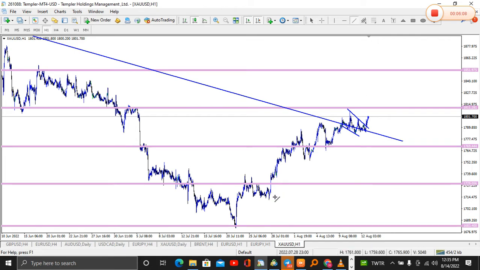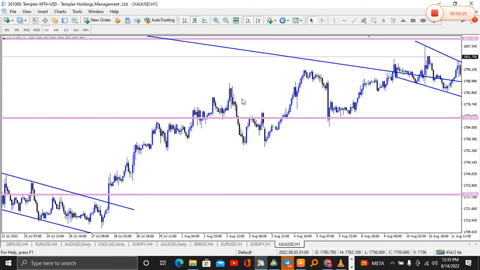Now you can clearly see that gold has been making different wedges or flags, making the trend continue in a buying manner. Now I can also spot this.